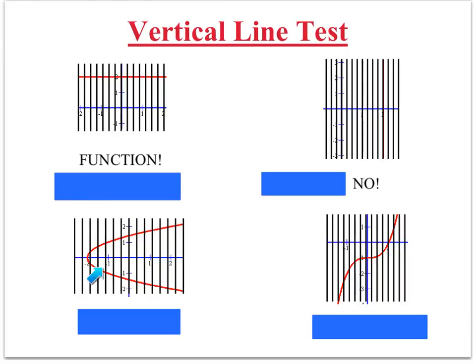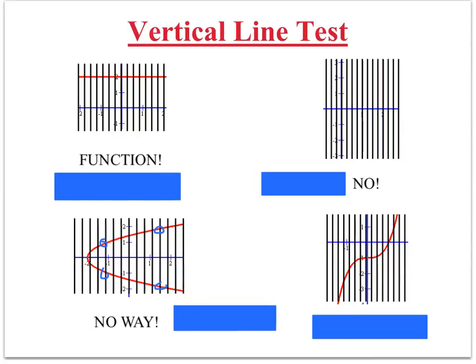This one right here, the next one, you have this sideways quadratic. If you draw vertical lines here, it doesn't hit your graph. But then if you go further down here, you can see that there are more than one intersection points with the vertical line. So that means that this graph or this relation is also not a function.